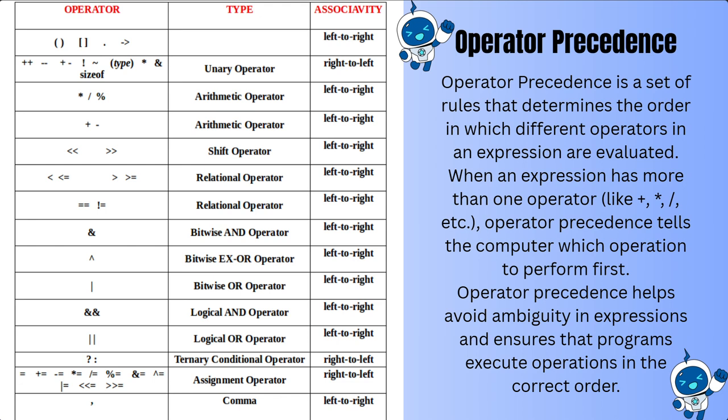Operator precedence helps avoid ambiguity in expressions and ensures that the program executes operations in the correct order. When all the operators of the same precedence come together, the compiler does not know which expression to perform first. So we need to know how the expressions are evaluated. It is basically a set of rules which we need to follow to determine which operation to perform first, like the BODMAS rule.